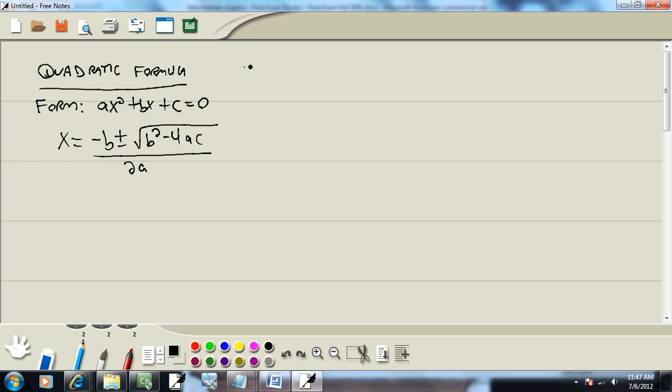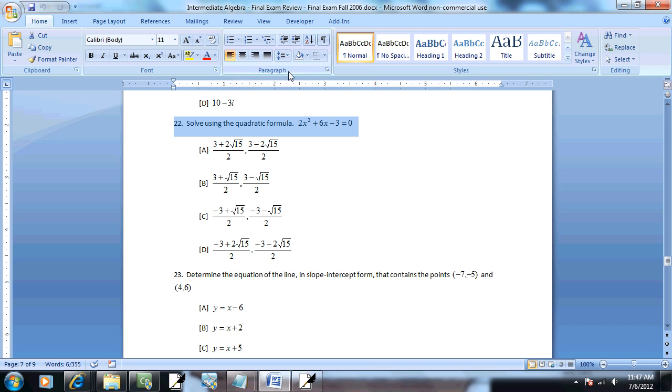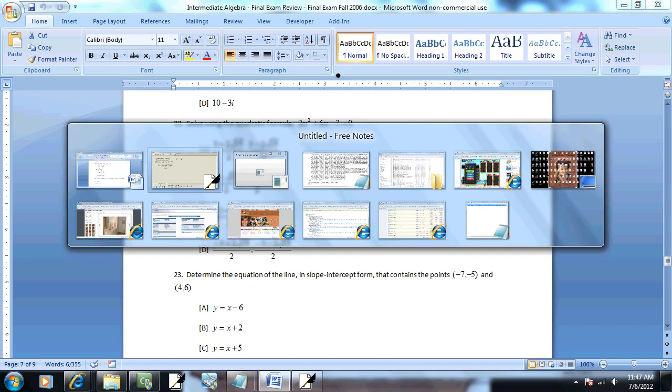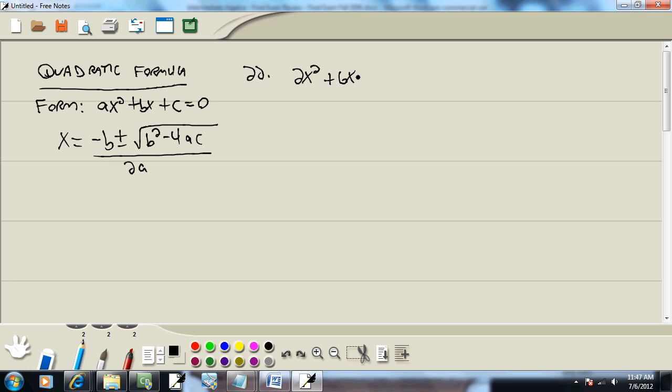So let's look at this problem. We have 2x squared plus 6x minus 3. Now, 0's on the right side, so that's the first thing. You have to have 0 on the right side or you can't use this formula. So a is what's before x squared, which is 2, and b is what's before x, which is 6, and c's our number at the end, which is a negative 3.